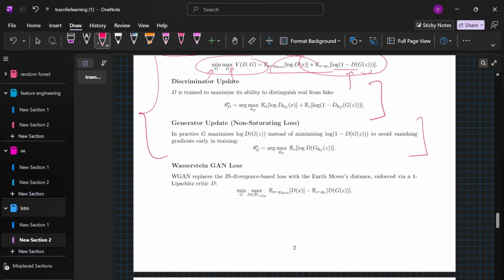One important detail is that in practice, instead of G minimizing the log of 1 minus D score, we usually flip it. So G directly tries to maximize the D score on its fake samples. Why? Because in early training, when G is bad, the original version gives very weak gradients, basically no useful learning signal. So this trick is called the non-saturating loss, and it keeps training moving in the early stages.